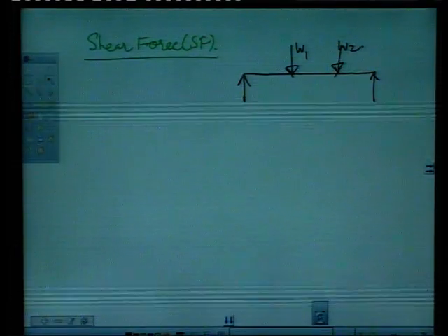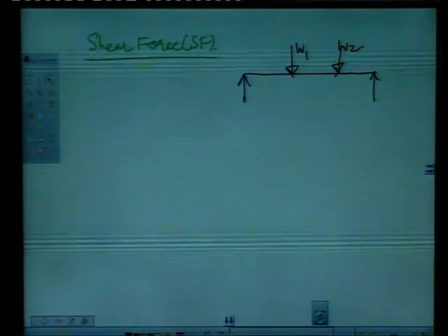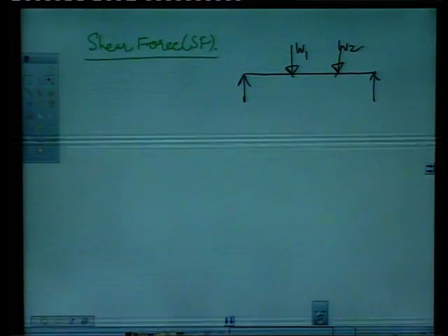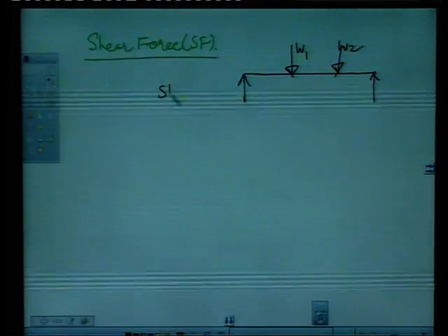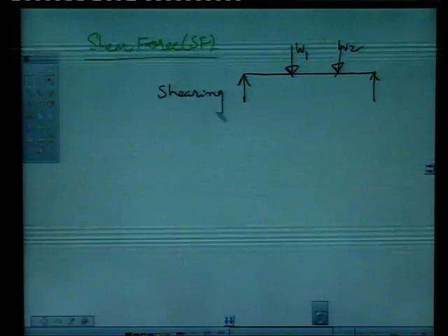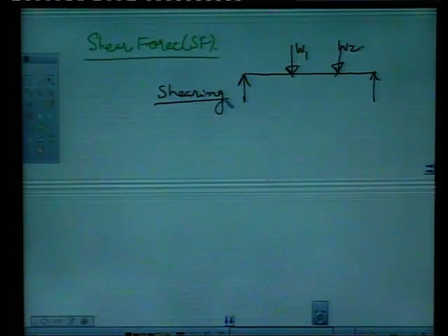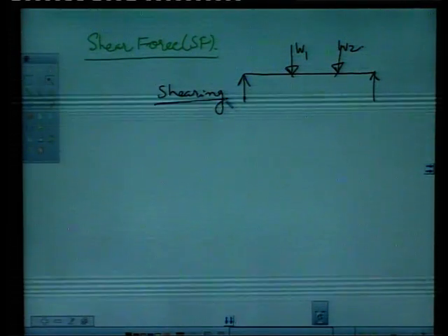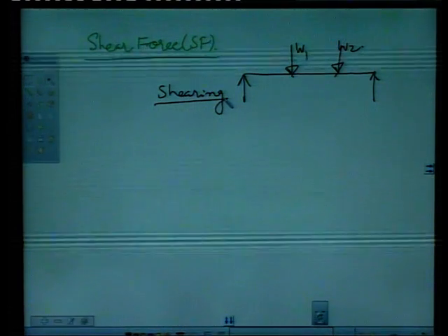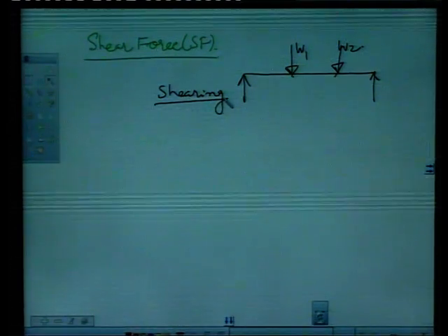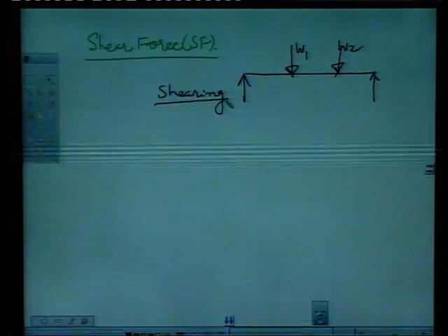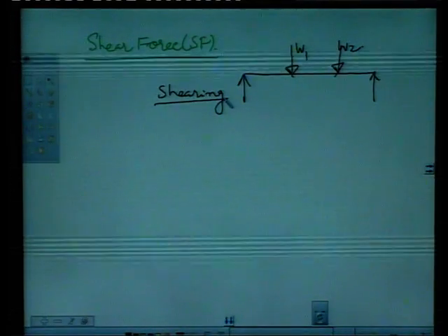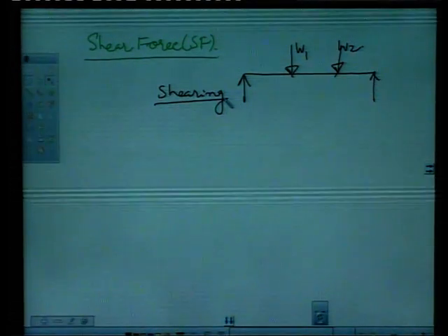When the load is more than the support can take, the beam will crack, the beam will be destroyed. This phenomenon is called shearing. Shearing means katna, cutting. And the intensity of that force which causes this shearing is called shear force. What is the value of the force which causes shearing is called shear force.